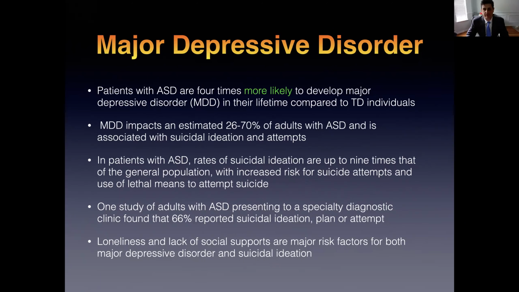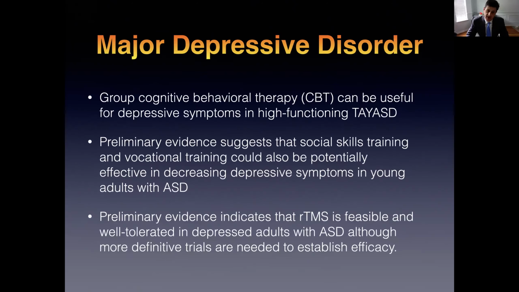Group cognitive behavioral therapy can also be helpful. Social skills training and vocational training can additionally be helpful for treating depressive symptoms in young adults. So the key here is being around other people, making friends, doing activities that are social activities is really good medicine, and it combats major depressive disorder.